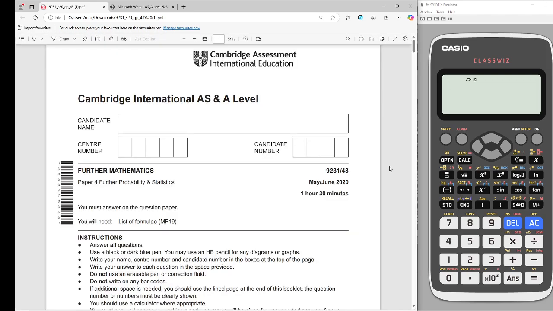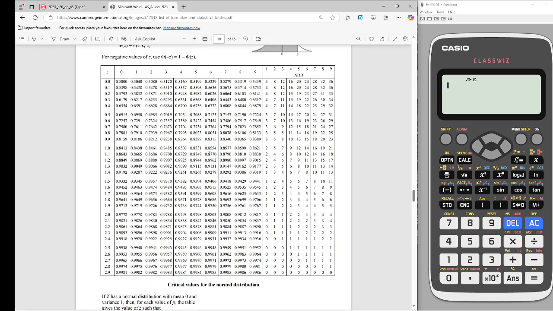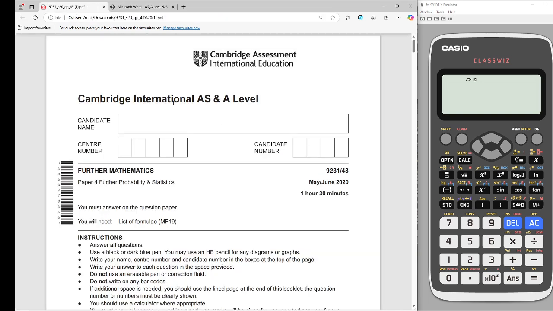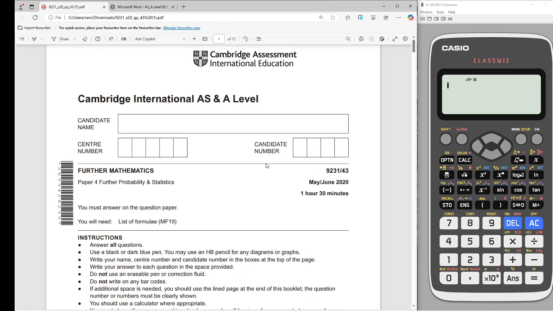Hello guys, today we're going to be doing Further Mathematics, Paper 4-3 of the May-June series of 2020, the Further Statistics. Before we attempt this paper, the few things that we need are pen and paper and the list of formulae MF19. Besides that, that's all we need and we can start this.